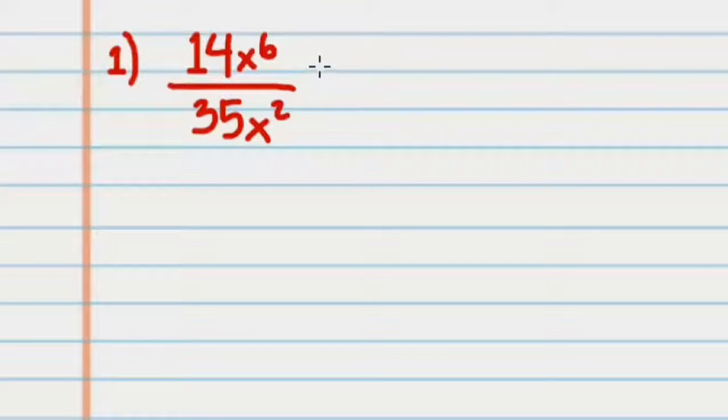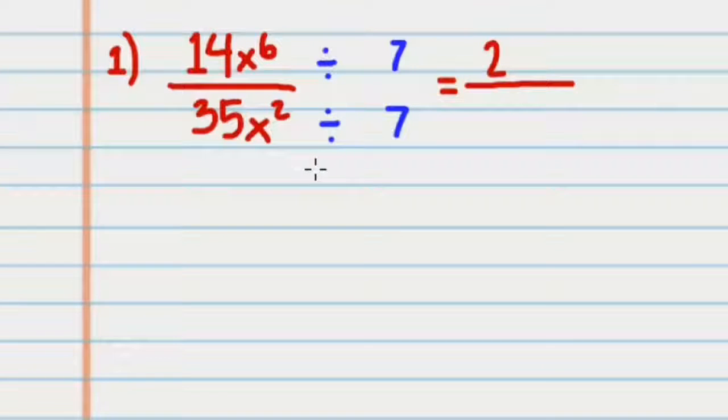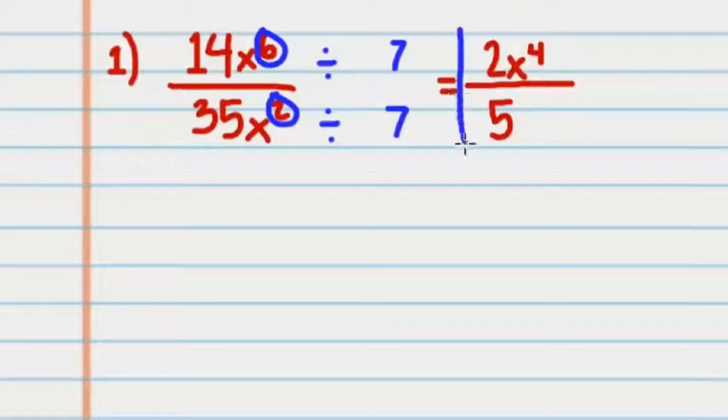We can reduce 14 and 35 by 7, for this is their common factor. 14 divided by 7 is 2. 35 divided by 7 is 5. Now, whenever you divide a common base, you're allowed to subtract the exponents. 6 minus 2 is 4. So, the final answer for this problem is 2x to the 4th power all over 5.